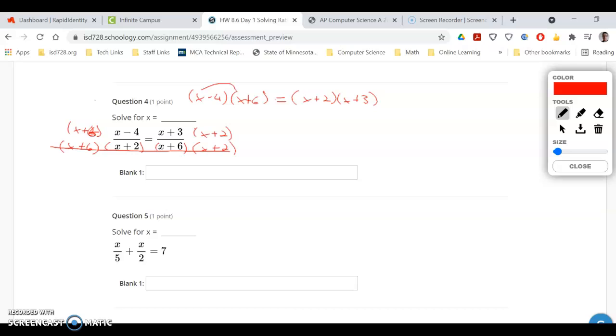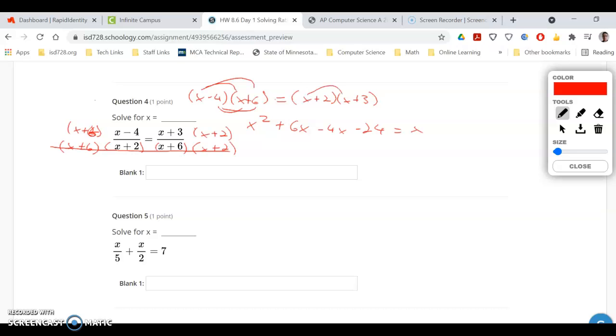So I'm just going to FOIL these out. I don't know why my thing is blinking goofy here. So that's x squared, that's 6x, negative 4x, and negative 24. FOIL out the other side.